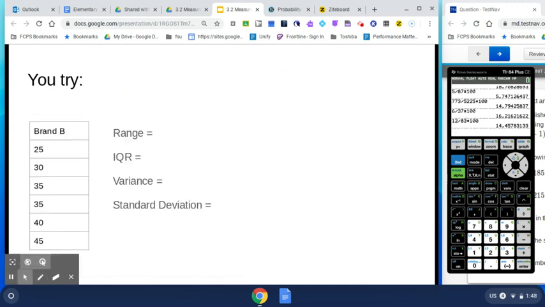Okay, take a look at brand B paint. You try to find the 4 measures of variability: range, IQR, variance, and standard deviation for this data set. Again, pause that video and then unpause to get the results.